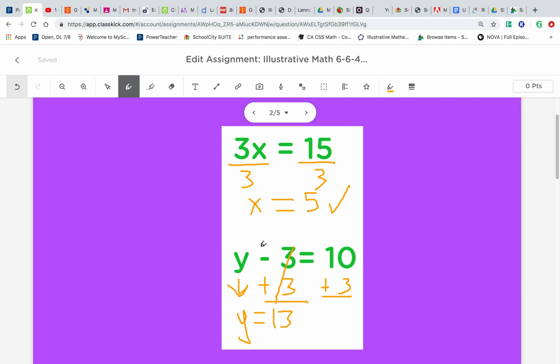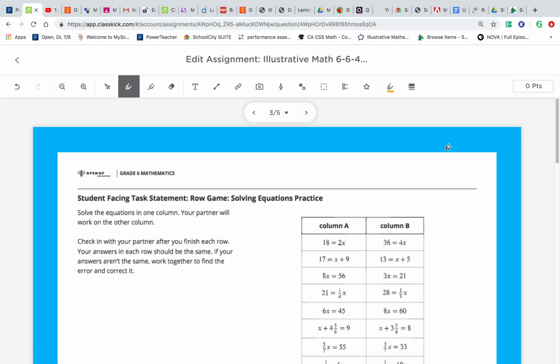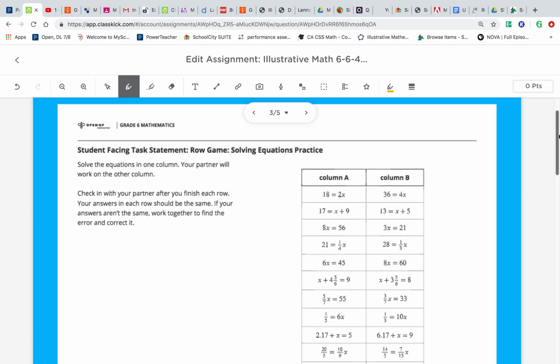So 13 minus 3 equals 10. Yes, 13 minus 3 does equal 10. So we can be certain that is correct. So that's the idea here. So in our first major activity of the lesson here, you're going to see 2 columns, and you're working with your partner, right?